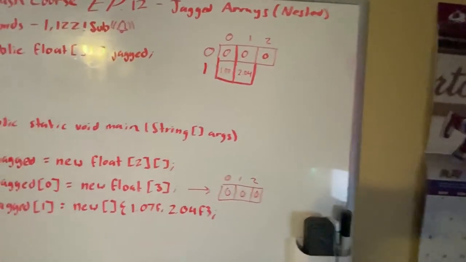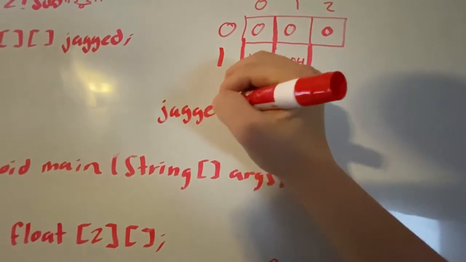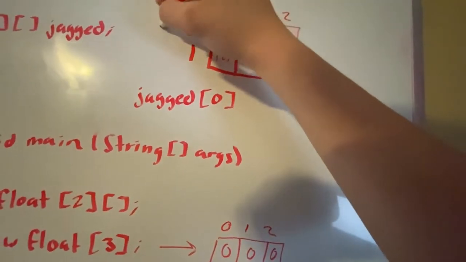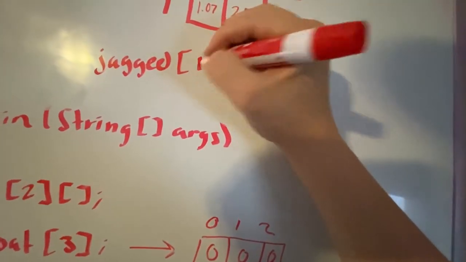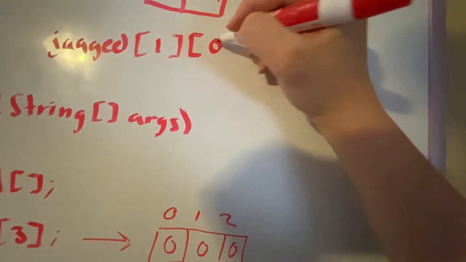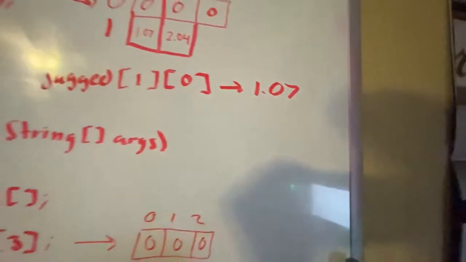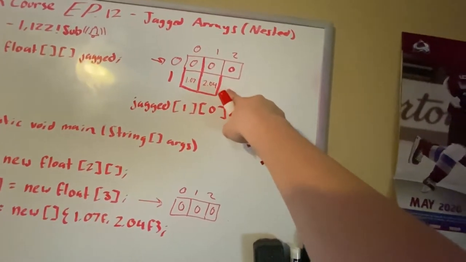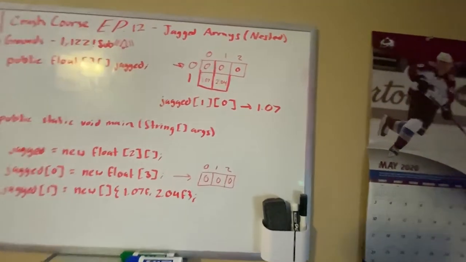Okay? So to access, for example, 1.07, we just do jagged. Again, this is just the name, okay? Jagged at index 0. That's this right here. No, actually, this is 1, right? So this is 1, and then the second one is 0, okay? And this will equal 1.07, okay? If this was a 1, it would be 2.04. Now, if you try 2, this doesn't exist, right? You'll get an out of bounds error. Index is out of bounds, okay?